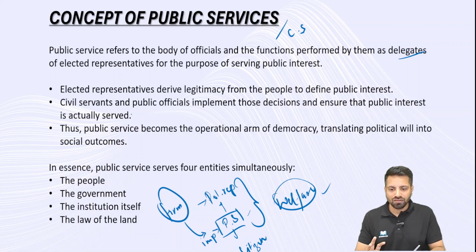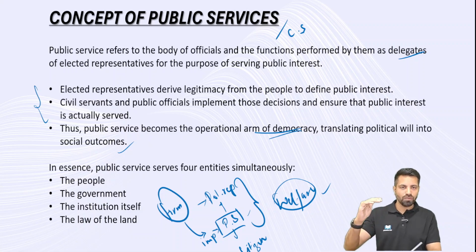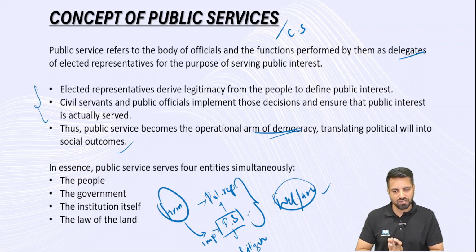Even both the points talk about that only. Thus public service becomes the operational arm of democracy, translating political will into social outcomes. Policy formulation at the top level, implementation by public servants. In essence, public service serves four entities. Public servants, civil servants, they serve four entities.